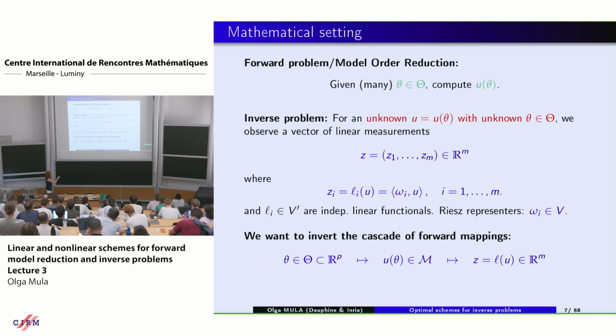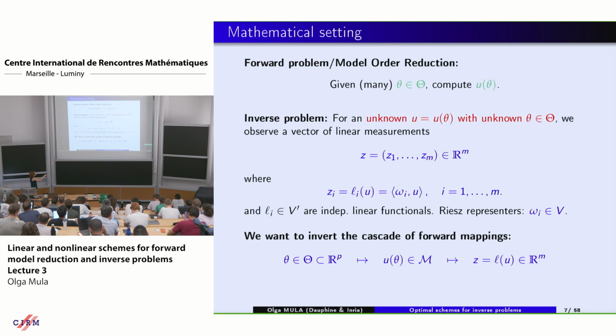In the inverse problem, u is going to be unknown, and theta is also going to be unknown. Instead of giving theta, we are going to give m linear measurements, m real values, z1, z2, up to zm. These zi's are going to be generated by the application of a linear functional li applied to u. These li's belong to the dual of my Hilbert space. And because I am in this Hilbert space, they admit Riesz representers that I denote by omega i. So by the Riesz representation theorem, these observations li of u can alternatively be written as the scalar product of some elements omega i from my space V against my unknown u.